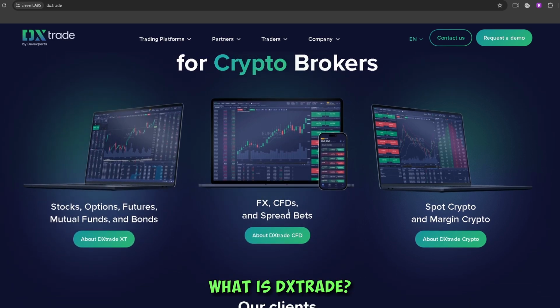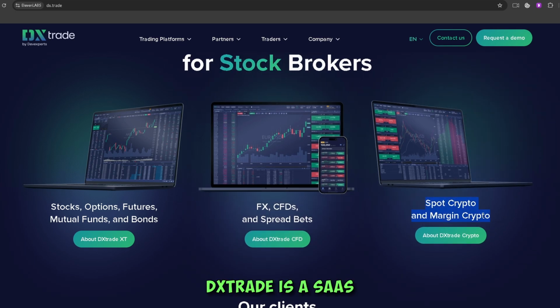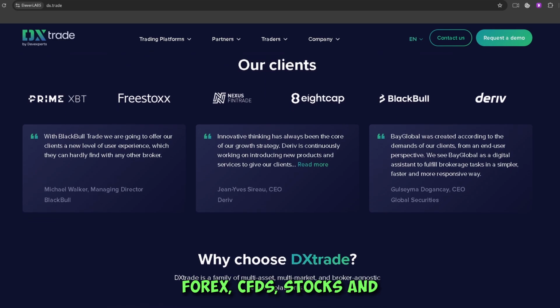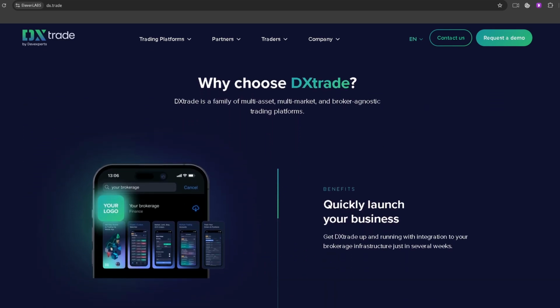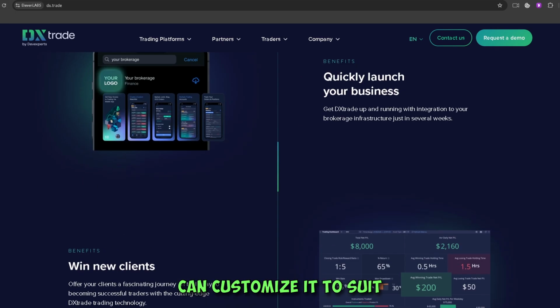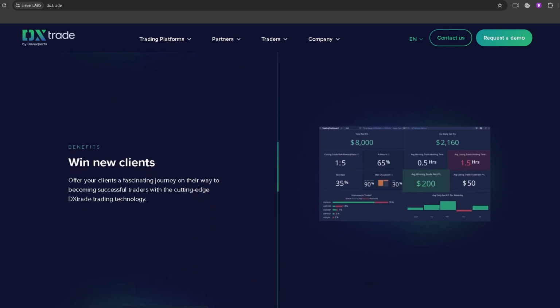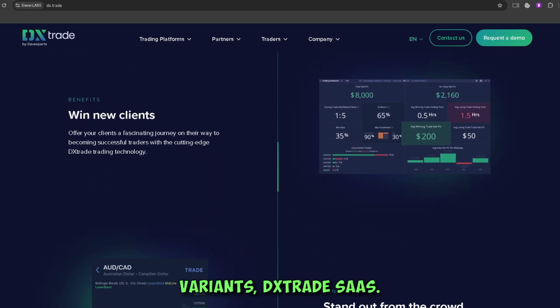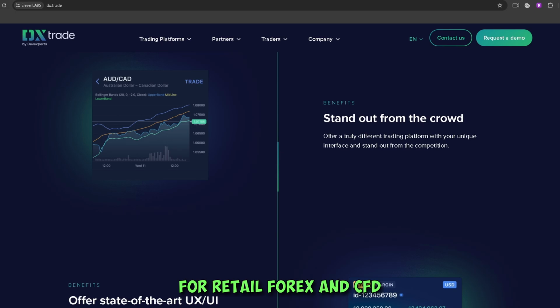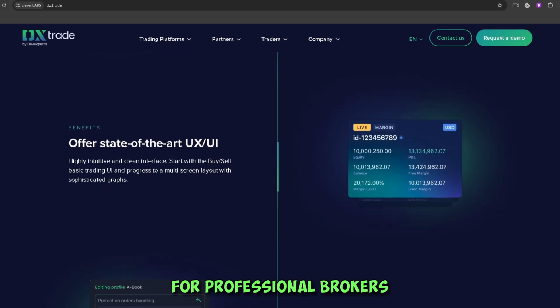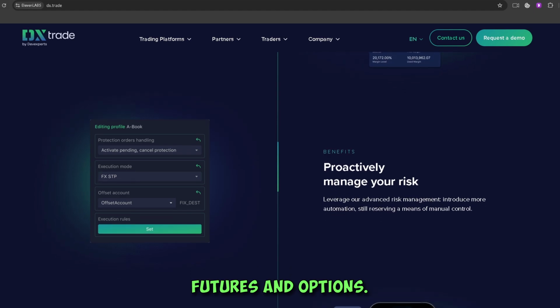What is DXtrade? DXtrade is a SaaS solution developed for brokers working with Forex, CFDs, stocks, and other assets. The main thing worth noting is that this platform is fully customizable. This means that brokers can customize it to suit their brand, audience, and even their working strategy. The platform is available in two variants: DXtrade SaaS for retail Forex and CFD brokers, and DXtrade XT for professional brokers working with futures and options.